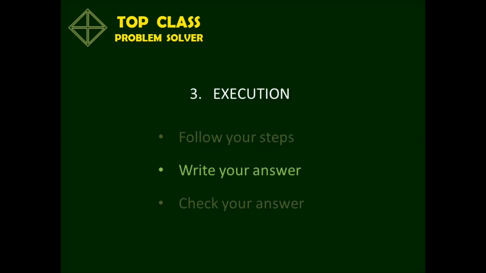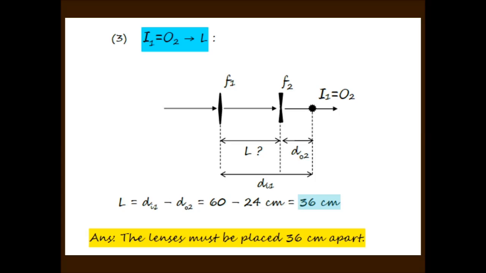The second step of the execution is simply to write down and highlight your final answer. In this problem, the one missing parameter for the design of our telescope was the distance L between the two lenses. Hence, as our final answer, we write down that the lenses must be placed 36 centimeters apart.